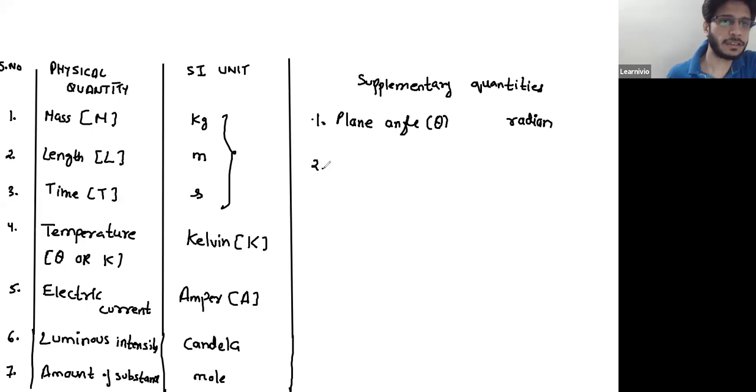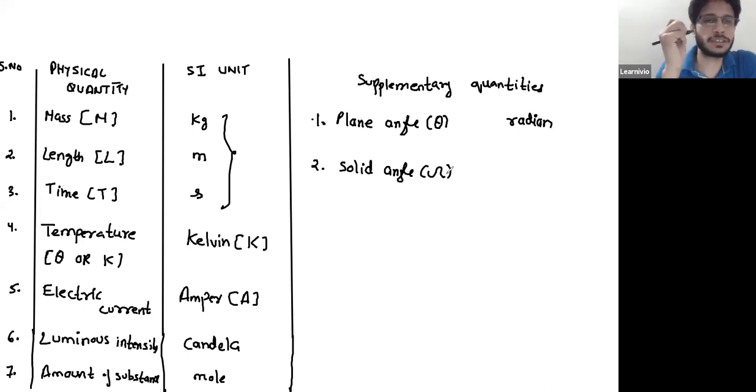After plane angle, the next is solid angle, which we represent by omega. Solid angle is basically a three-dimensional angle. It's a three-dimensional angle known as solid angle. And we measure solid angle in steradian. Yes, omega, we represent it by omega, and we measure this solid angle in steradian. So these are seven fundamental and two supplementary quantities.